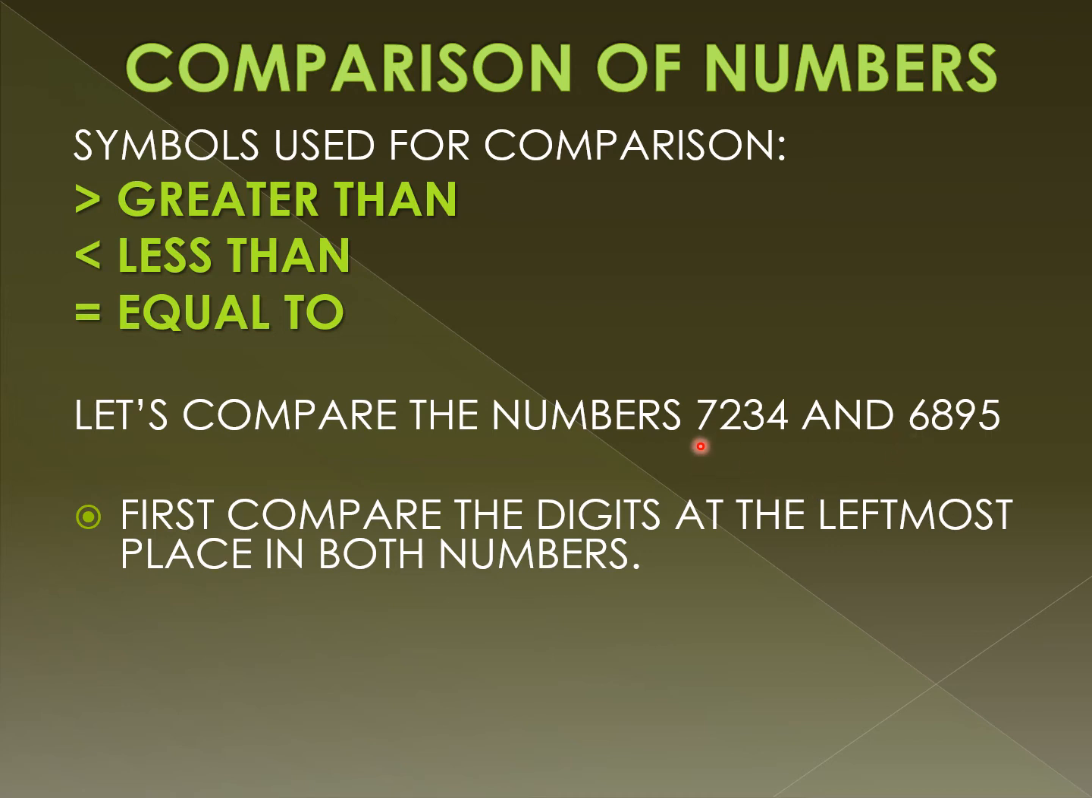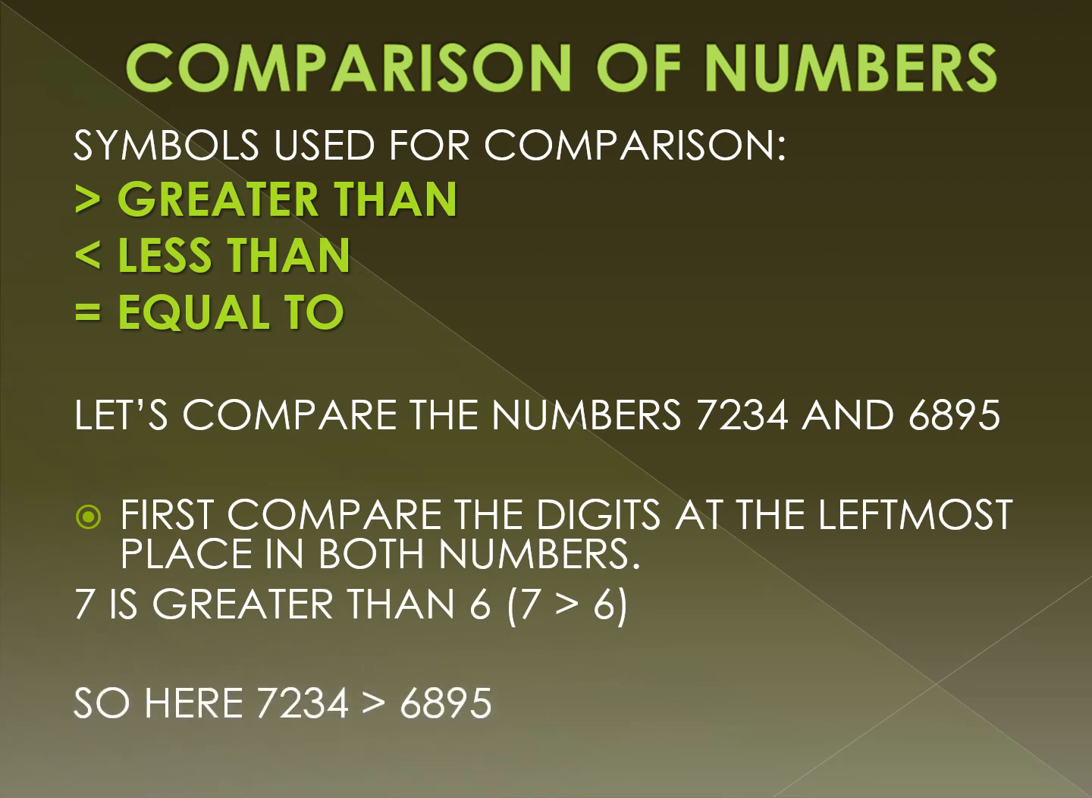Now, as you can see, 7 is greater than 6. So, automatically, this number, 7,234, will be greater than 6,895. So, since 7 is greater than 6, we say 7,234 is greater than 6,895.